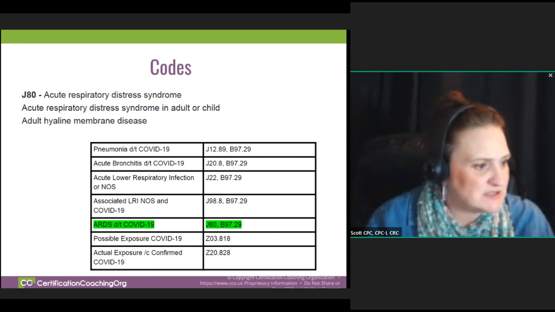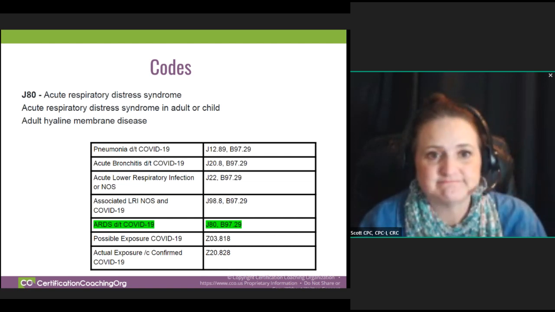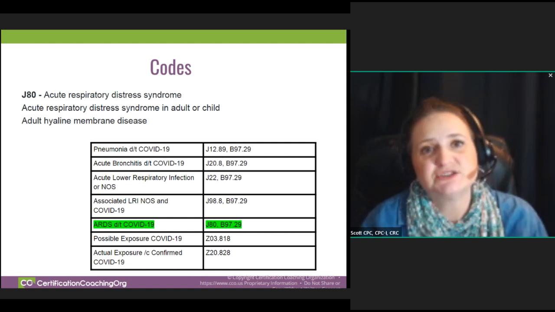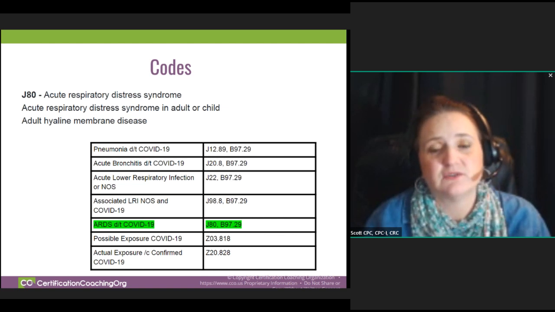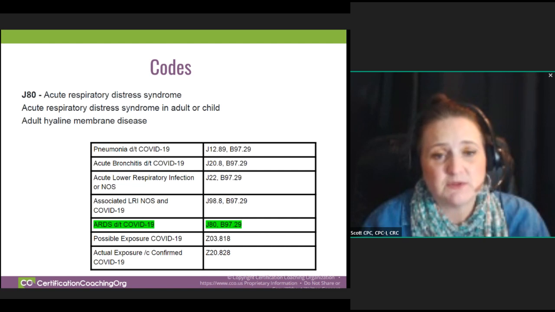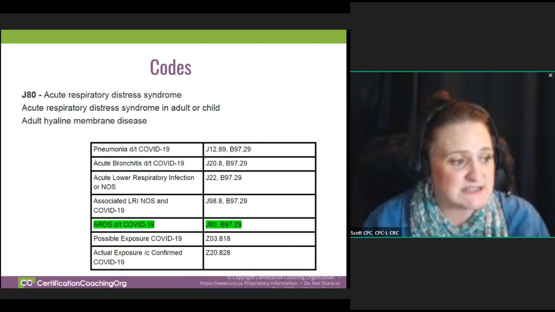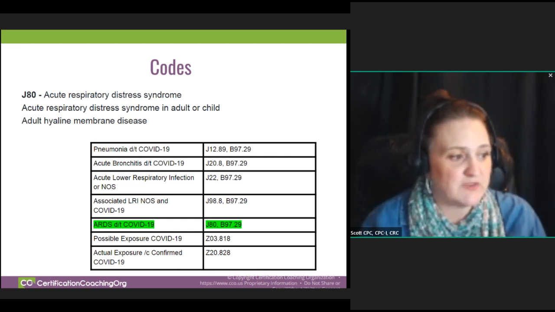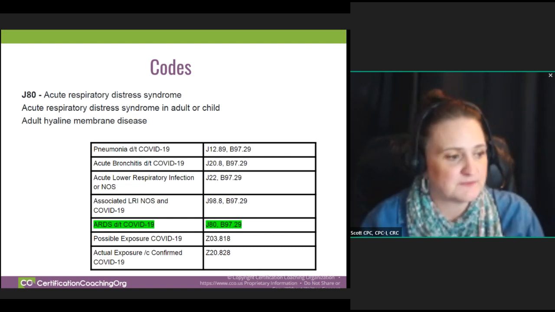Do you code the dependence on a ventilator status code? Yes. When the patient is put on a ventilator? Yes, you do. Some people think, oh, well, that's just for people that have to be on a ventilator for a very long time. No. If the person can't breathe without the ventilator, their status is that they are at this point ventilator dependent. If they have respiratory distress, they're ventilator dependent. So excellent question. That's really, really good.